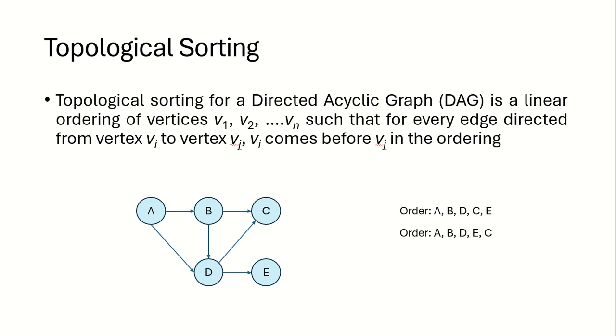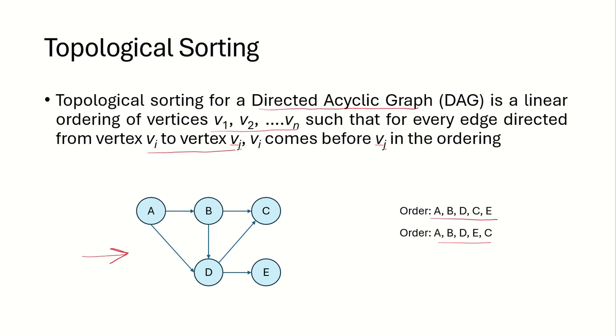We saw in a previous video that topological sorting for a directed acyclic graph is a linear ordering of vertices v1, v2 to vn such that for every edge directed from vertex vi to vj, vi will come first before vj in the ordering. For more details, you can check my earlier video. So we had seen that for this given graph, the possible orderings are ABDCE or ABDEC.